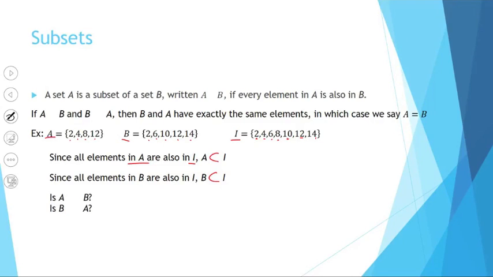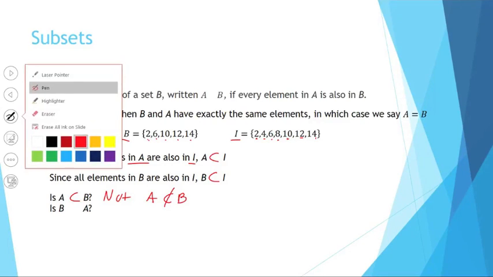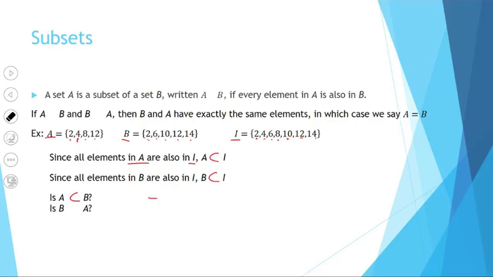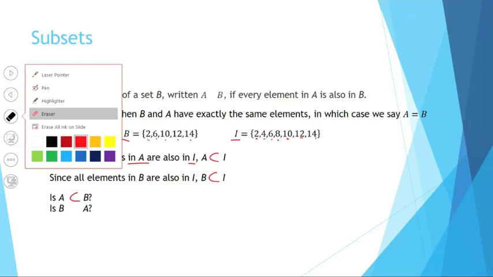Now, is A a subset of B? Is every element in A also in B? Well, I have 2 in both. I have 4. Is every element in A also in B? 4 is not in B. So A is not a subset of B. So we could write it like A is not a subset of B. All right. It is not a subset.